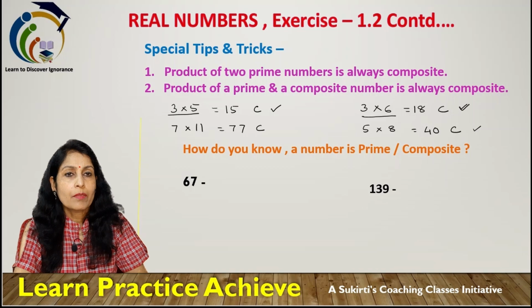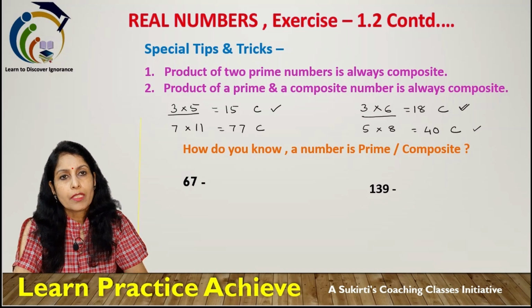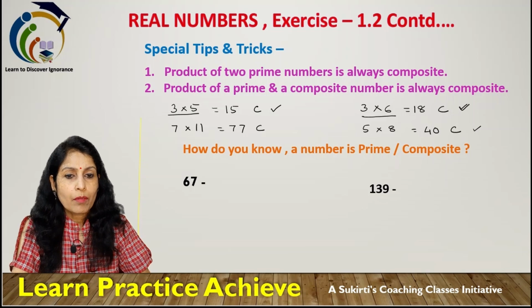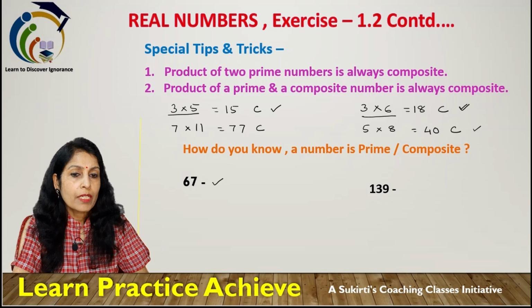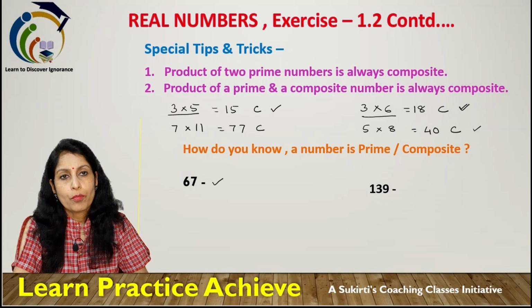Prime number is a little bit difficult. Composite number, we have divisibility test. So from the divisibility test only, we can find out a number is composite or not. So suppose we will take the number 67. Now how to know that this number is a prime number or a composite number?